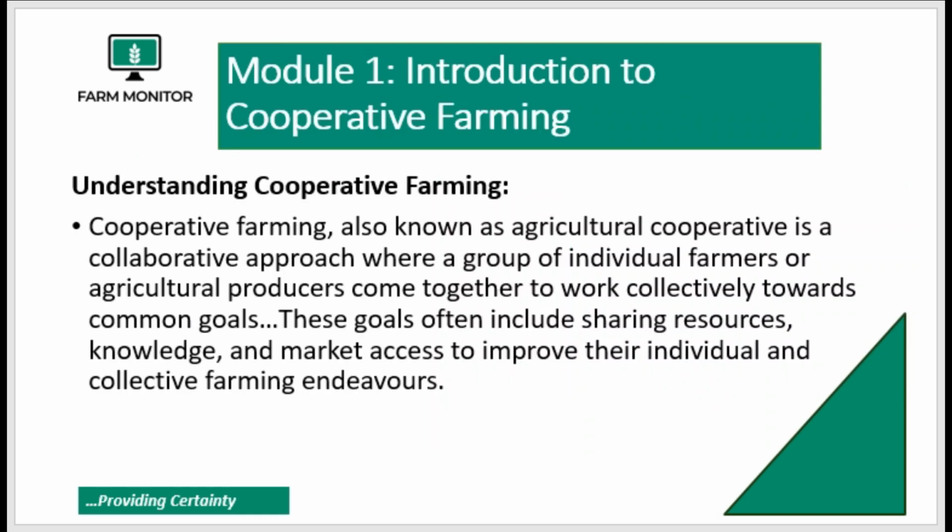Module 1, Introduction to Cooperative Farming. So to have an understanding of cooperative farming, we look at the definition.